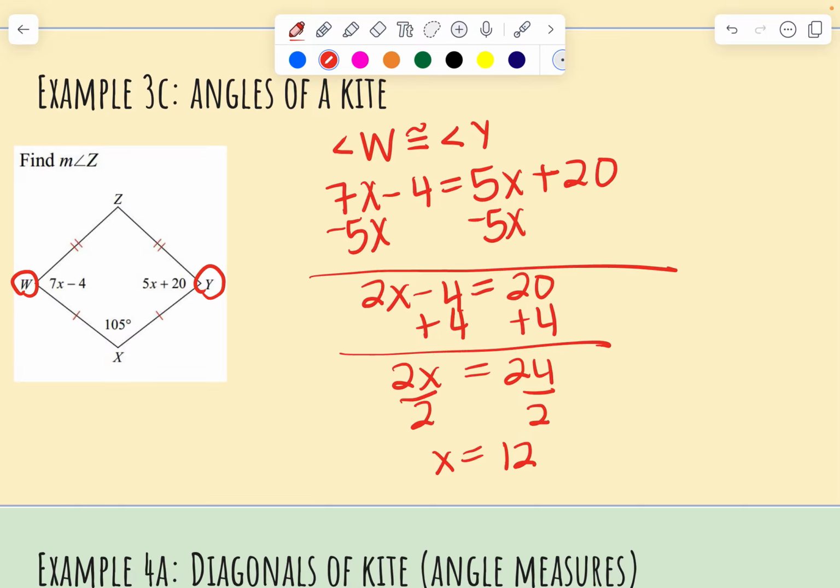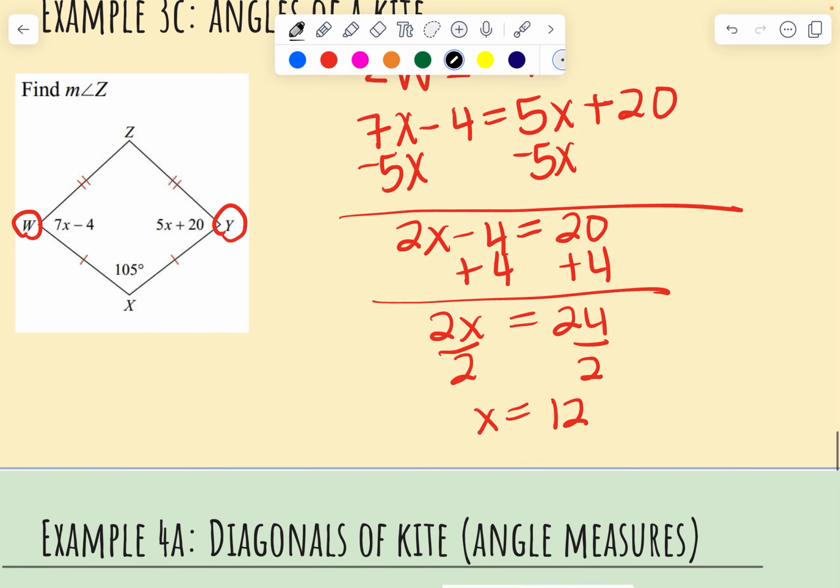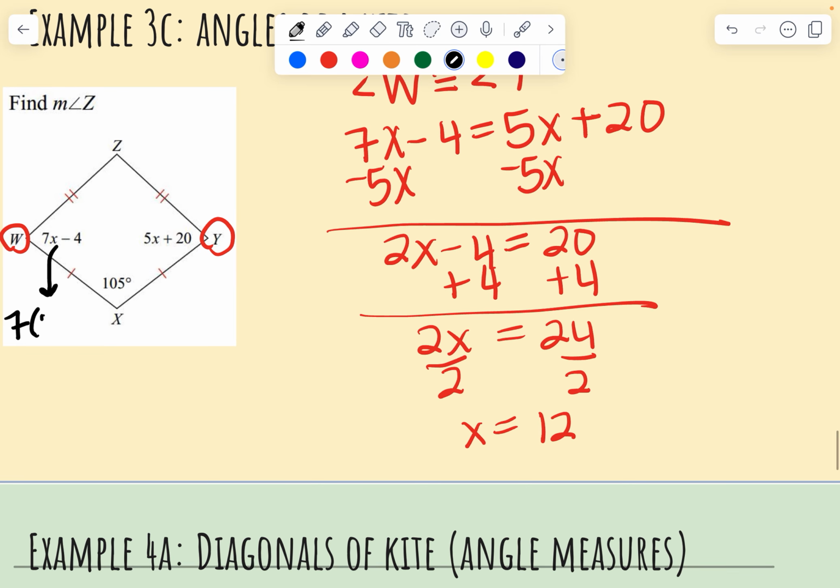Ooh, but they want us to find the measure of angle Z. All right, it's going to take a little bit more work. We can plug in, I'm sorry, plug 12 in there. 7 times 12, take away 4, gives me 80. So I know this is 80 degrees and this is 80 degrees.